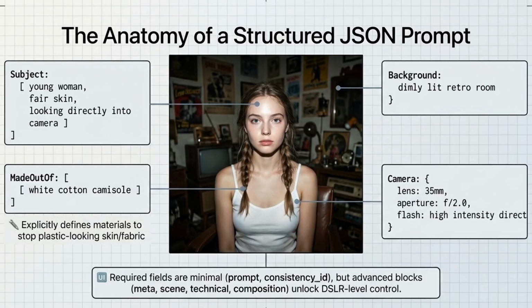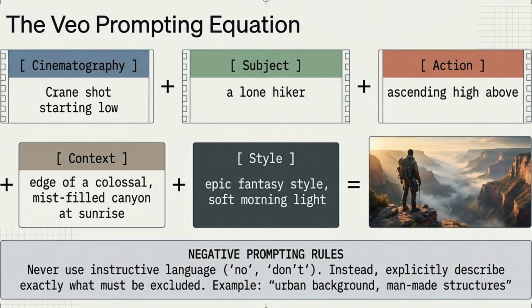And when you find a lighting configuration that works really well, save that lighting block. When you find a camera movement you love, save that camera block. Over time, you will have a library of tested components that you can mix and match for any new scene. That is where this becomes truly powerful.